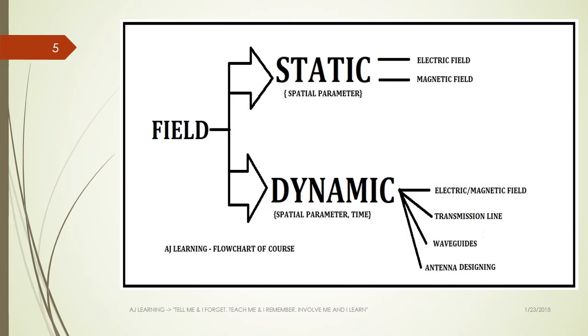In the fifth unit we will see the advanced topics of electromagnetic field like EMI, EMC, and I will explain what EMI and EMC are at that time. In the sixth unit we will discuss transmission line. In the seventh unit we will discuss waveguide, and in the eighth unit we will discuss antenna designing. I hope the course content is clear to you.